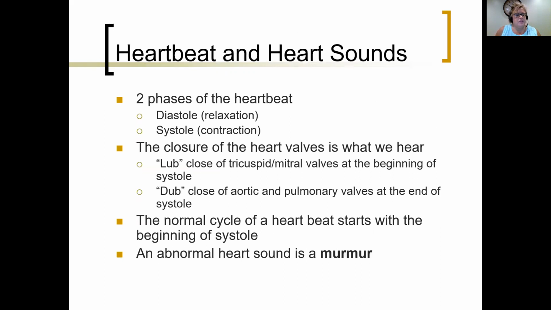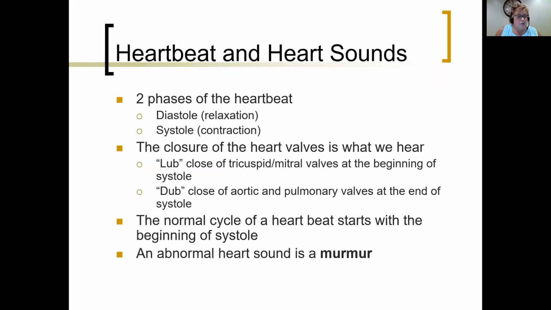In diastole, the ventricle walls relax, and blood flows into the heart from the vena cava, the superior and inferior, and the pulmonary veins. The tricuspid and mitral valves open as blood passes from the right and left atria into the ventricles. The pulmonary and aortic valves close during diastole.